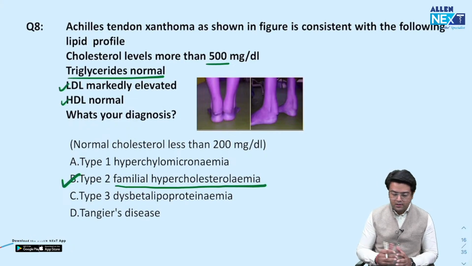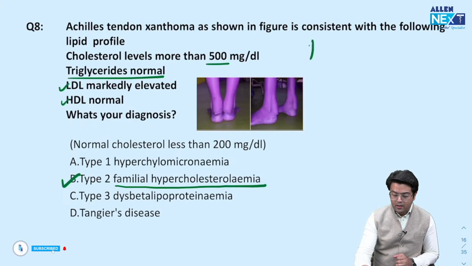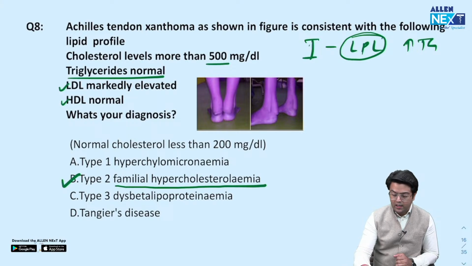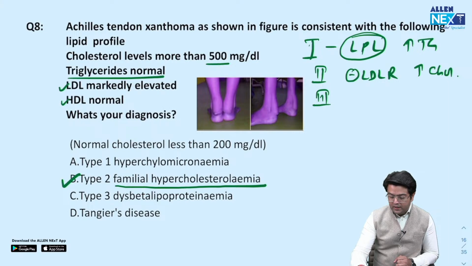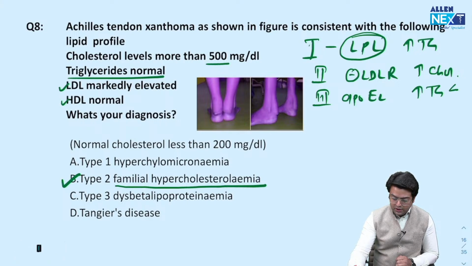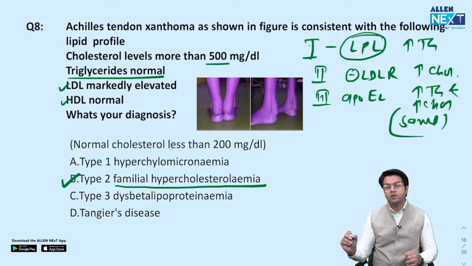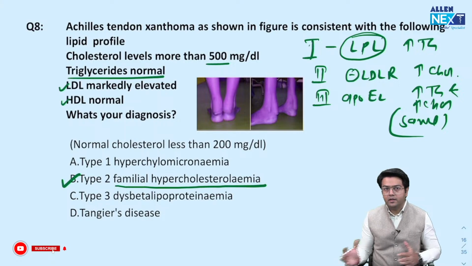Guys, again, just to repeat, in the type 1 disorder there is a deficiency of lipoprotein lipase, and there is an increase in the levels of TG. So what is deficient? Lipoprotein lipase. In type 2, there is a deficiency of LDL receptors, and there is an increase in mostly cholesterol. TG is normal. In type 3 disorder, there is ApoE2 expression, and there is an increase in both TG and cholesterol, almost the same levels, like 300 TG and cholesterol.